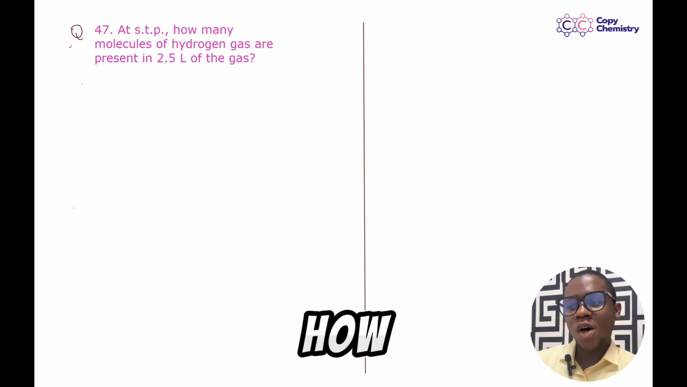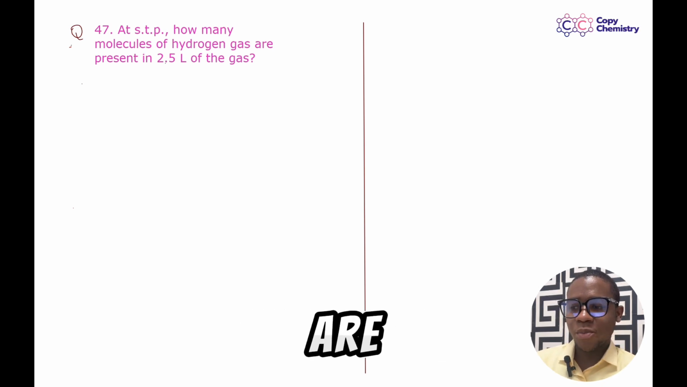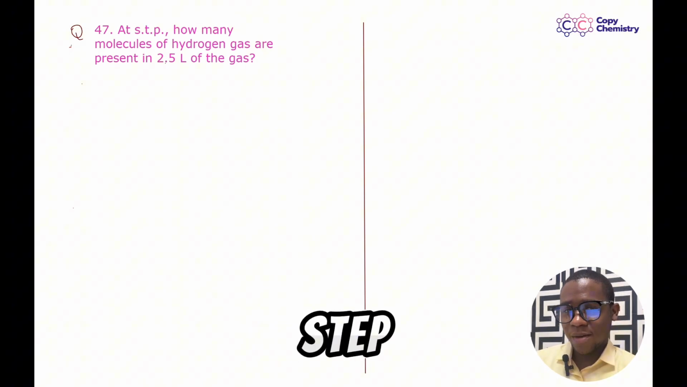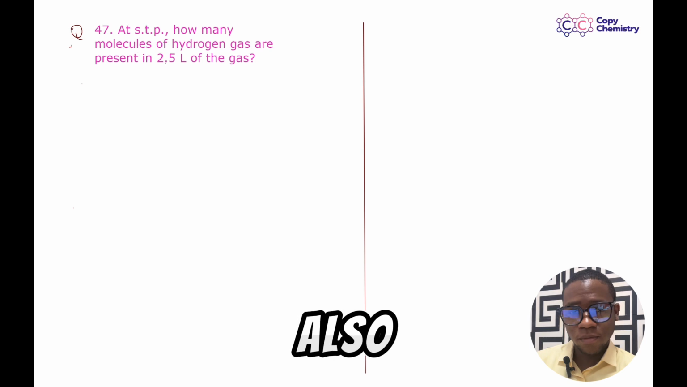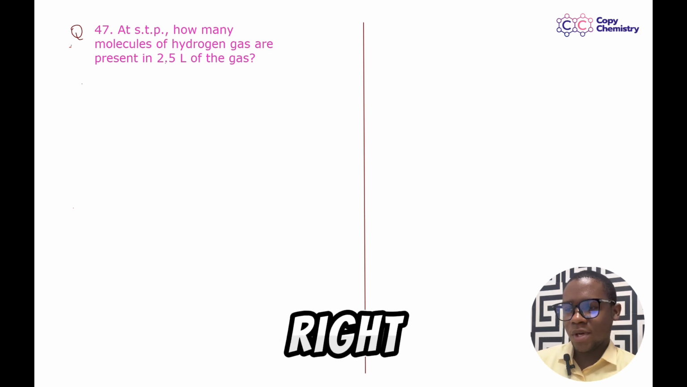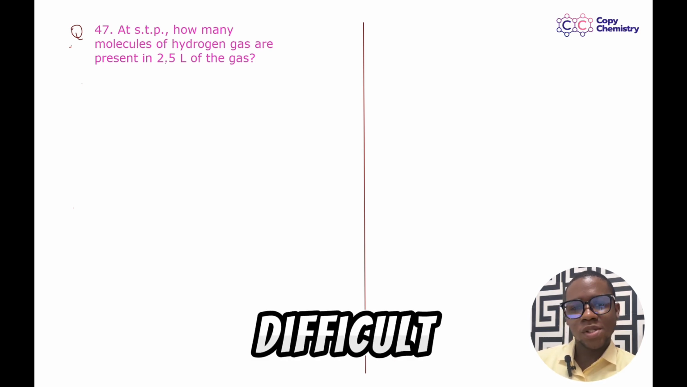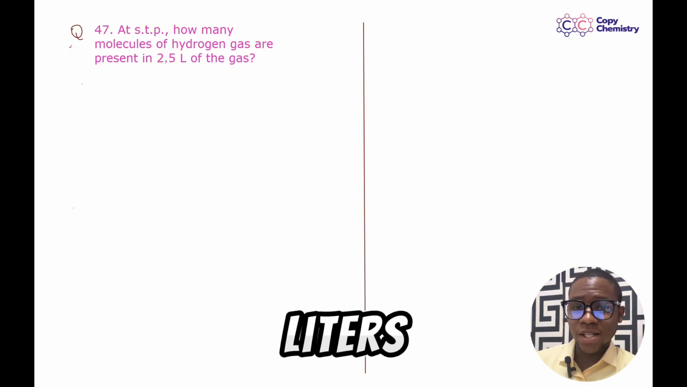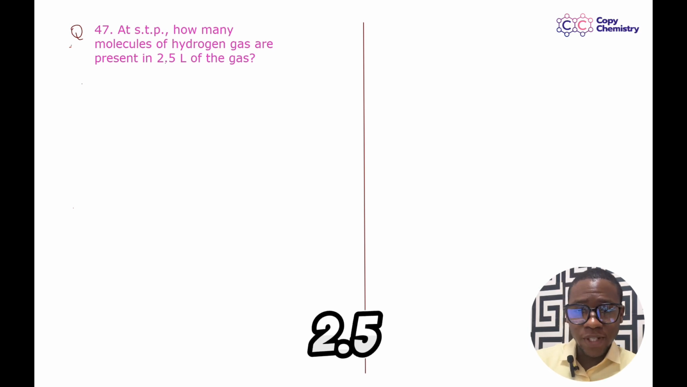At STP, how many molecules of hydrogen gas are present in 2.5 liters of the gas? This is a very short question, and the steps to solve it are also quite short. So it's not difficult. At STP, how many molecules of hydrogen gas are present in 2.5 liters of the gas? So we had 2.5 liters, we had STP.